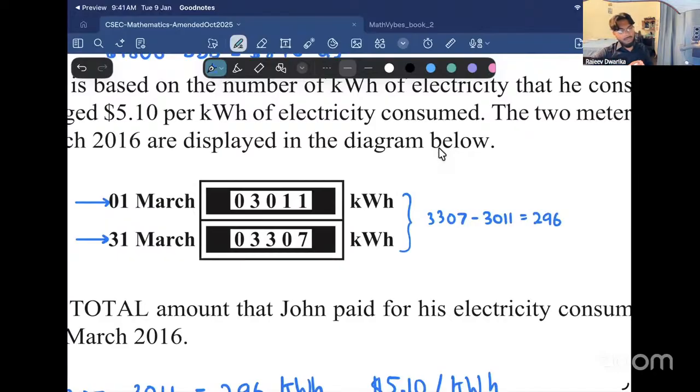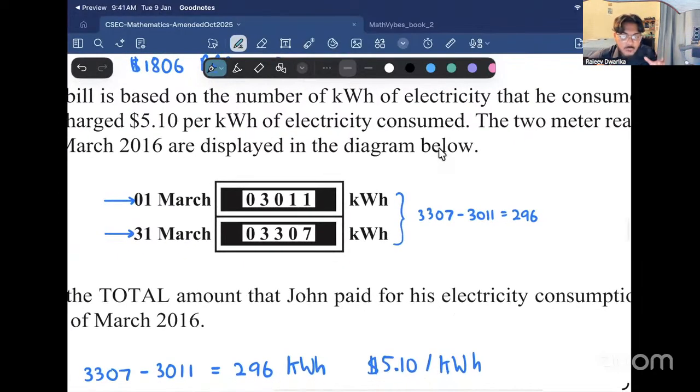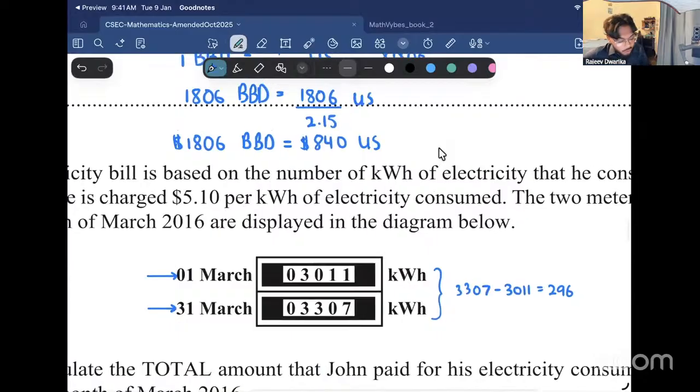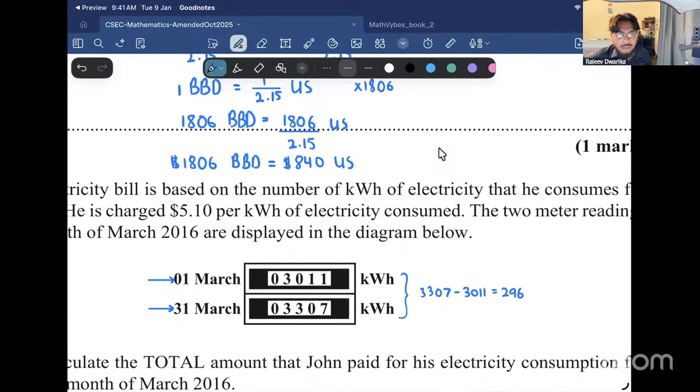Carla, if he consumed 296 kilowatt hours, and hear what they're saying, they're telling you you have to pay $5.10 for every kilowatt hour you consume. So how would we figure out his bill? You tell me.